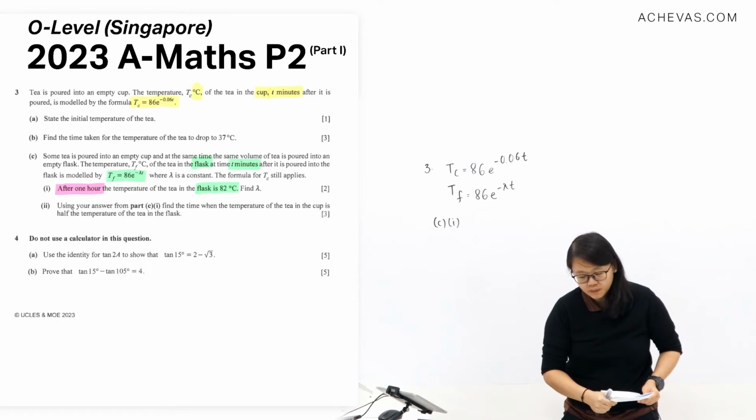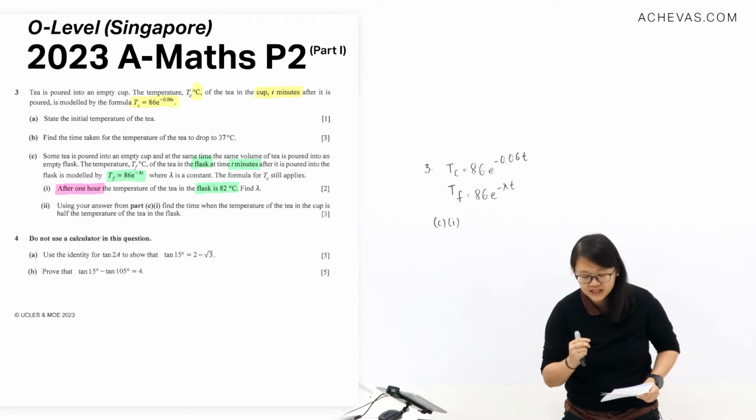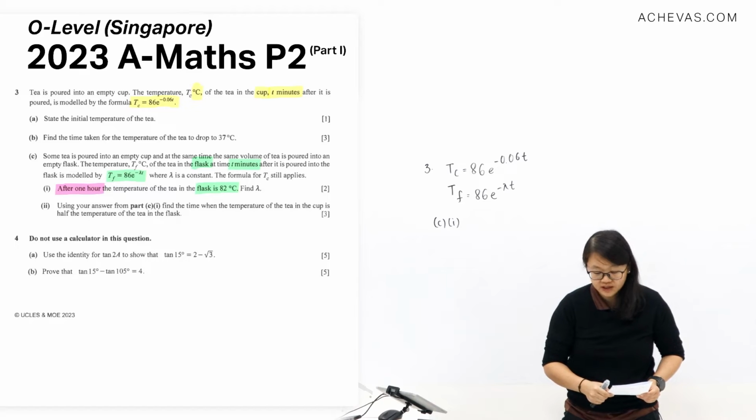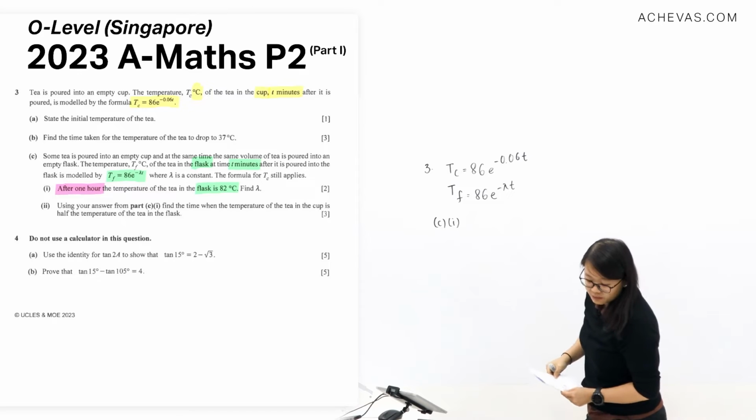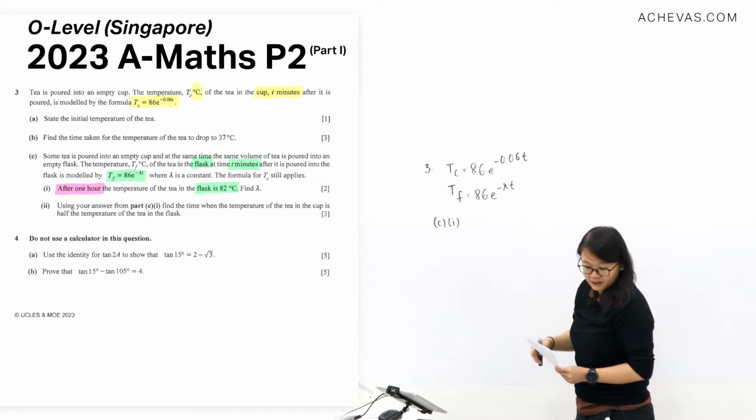C, some tea is poured into an empty cup and at the same time, the same volume of tea is poured into an empty flask. The temperature Tf degrees Celsius of the tea in the flask at time t minutes after it is poured into the flask is modeled by this formula here, where lambda is a constant. The formula for Tc still applies.